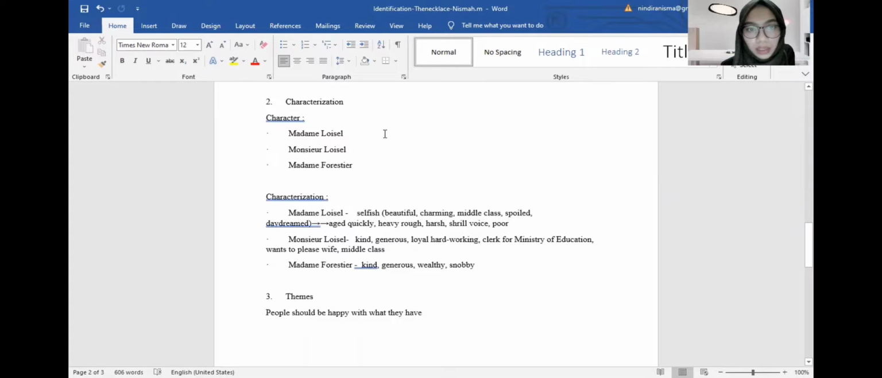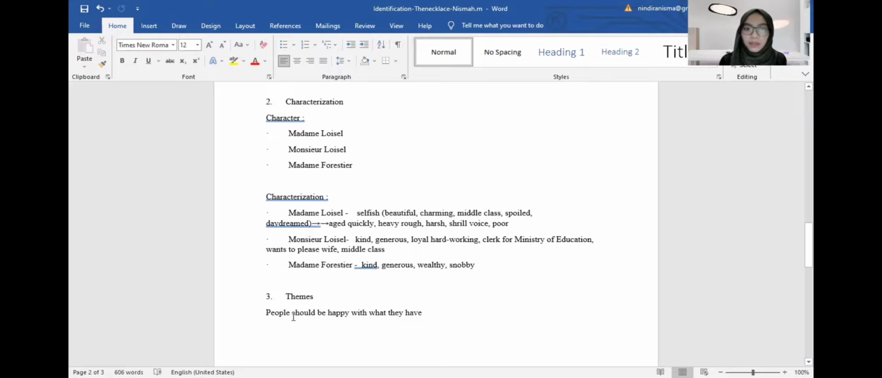First is Madame Loisel as a wife, and Monsieur Loisel as a husband, and Madame Forrester as a friend. And for characterization, I make this. So Madame Loisel is selfish, beautiful, charming, middle class, spoiled, and so on. And Monsieur Loisel, kind, generous, loyal, hardworking, etc. And Madame Forrester, kind, generous, wealthy, and snobby.